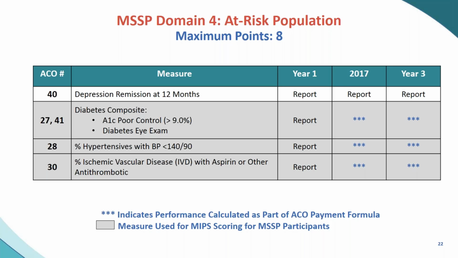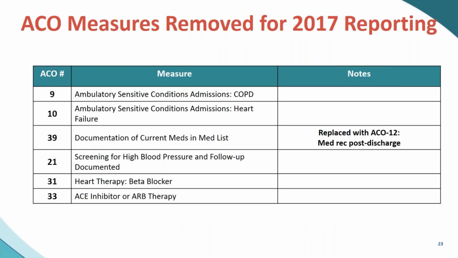And keep in mind, once again, that everyone in the ACO, regardless of whether they're with separate organizations or the same, is going to receive the same MIPS composite performance score, so CPS. These are the ACO measures that have been removed as part of 2017 reporting. 2 of the hospital measures, the COPD and heart failure, are not being independently tracked as part of the admissions.